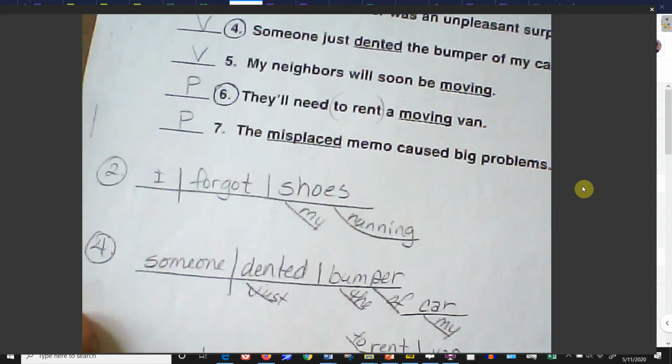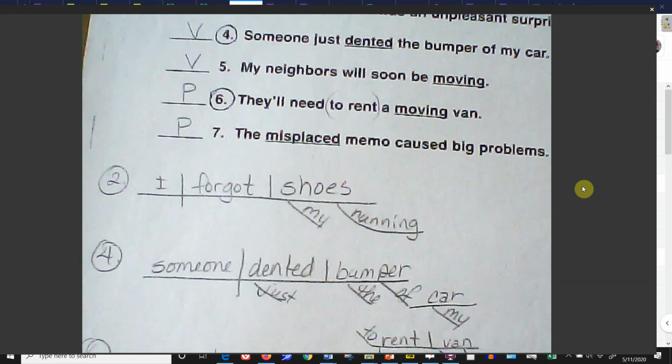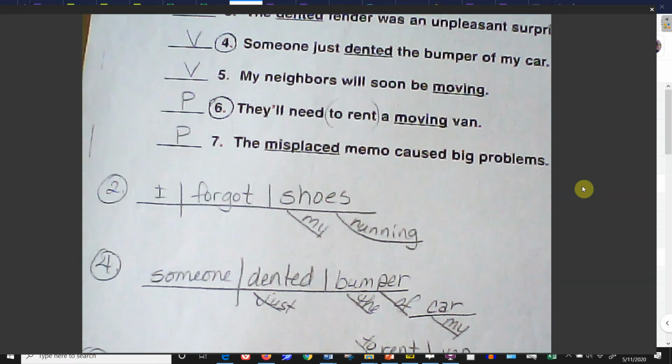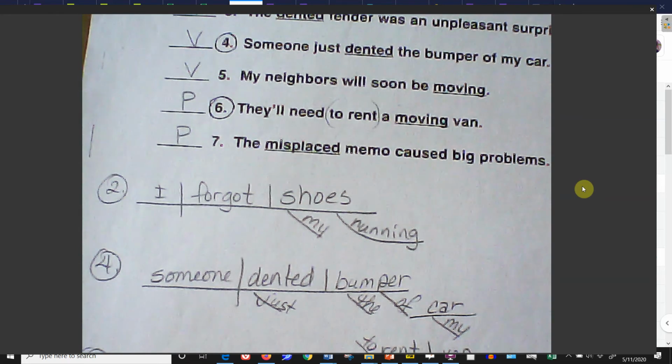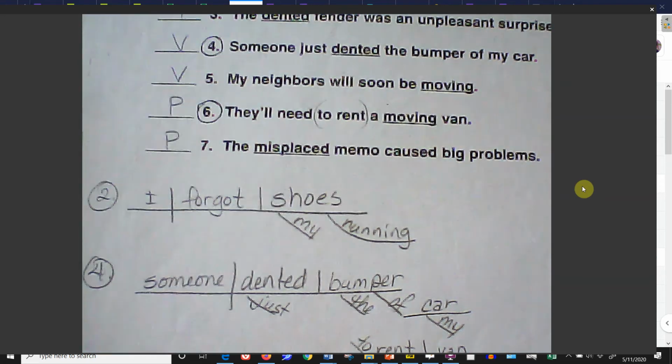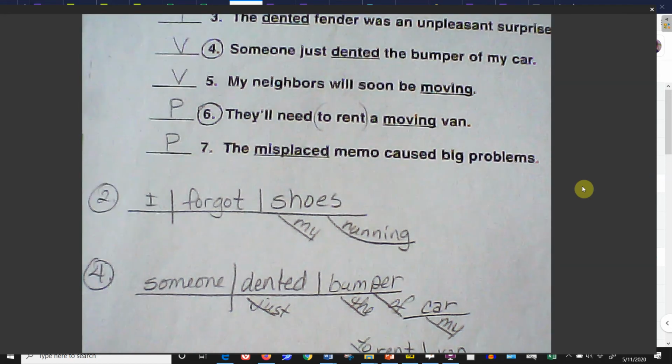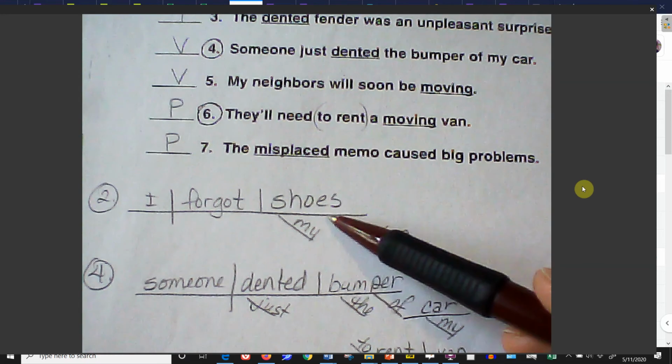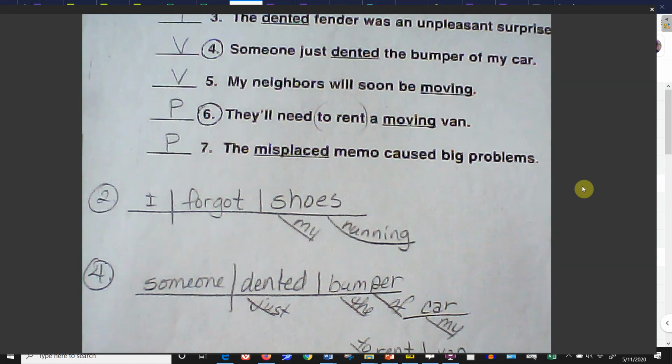2 and 4 we'll put up first, and then we'll look at 2 options for number 6, one of which you might have had. Number 2, I line through, forgot, line 2, shoes. Which shoes? My. What kind of shoes? Running shoes. And please remember that the participial adjective should be on a slanted and curvy line, right? It slants just like a regular adjective would, but then it curves to show that it's a participial adjective.